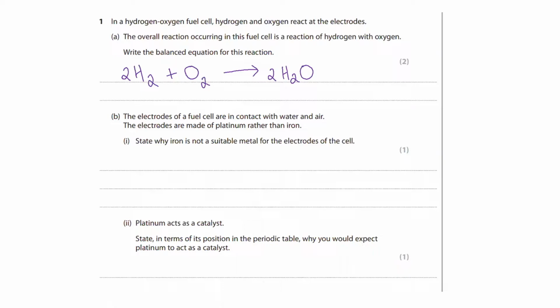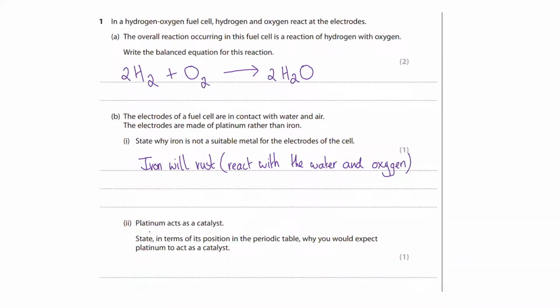The electrodes of a fuel cell are in contact with water and air. The electrodes are made of platinum rather than iron. State why iron is not a suitable metal for the electrodes of the cell. So iron will rust. So it will react with the water and oxygen. There's only 1 mark, so you don't need to go into detail there.